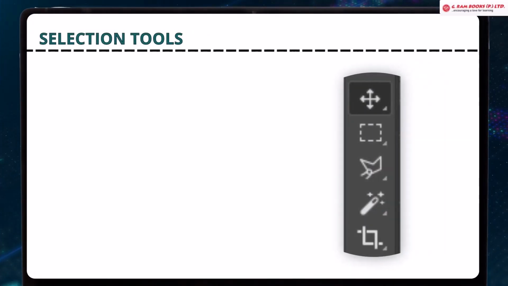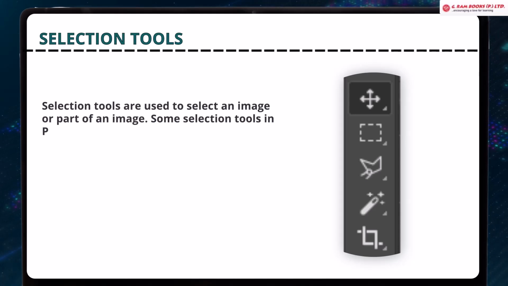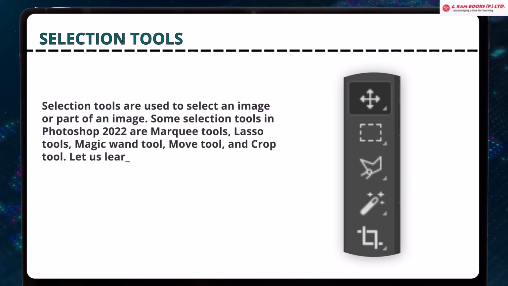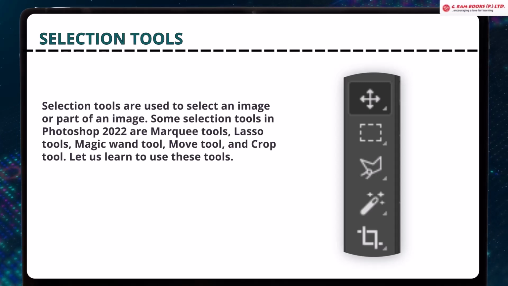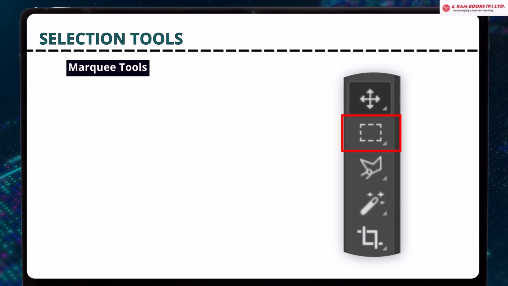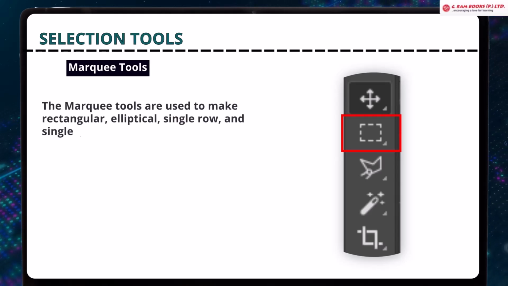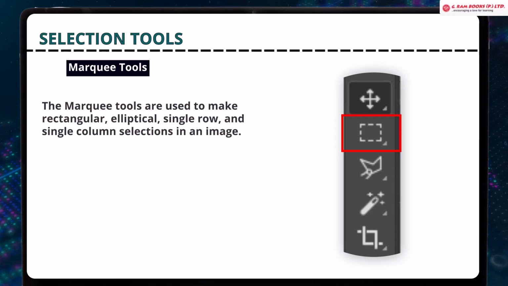Selection tools. Selection tools are used to select an image or part of an image. Some selection tools in Photoshop 2022 are Marquee tools, Lasso tools, Magic Wand tool, Move tool, and Crop tool. Let us learn to use these tools. Marquee tools. The marquee tools are used to make rectangular, elliptical, single row, and single column selections in an image.